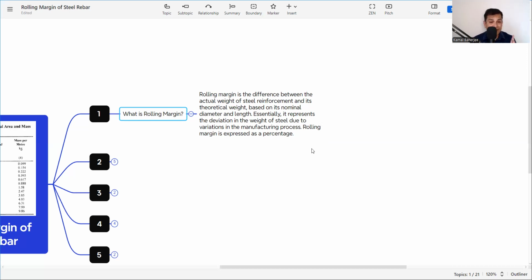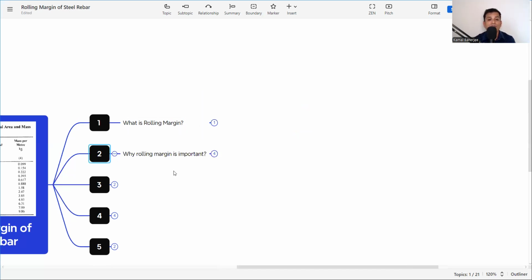That means it is the difference between the theoretical weight and the actual weight, because we need to make sure that the design parameters are satisfied when we are doing the actual reinforcement work. That is why it is very important to know the rolling margin of the reinforcement. So this is the rolling margin.